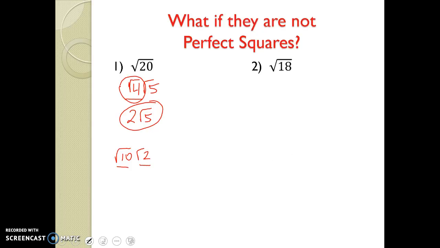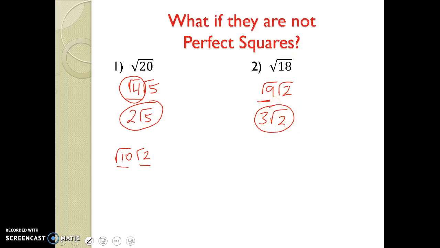Let's try another one. Square root of 18. Again, if this was the square root of 16, we would know that it's 4, but it's not 16, so we want to find a perfect square that goes into 18. So it's 1 and 4 and 9, and 9 goes into 18, so we can say this is 9 times 2, because the square root of 9 times the square root of 2 is the square root of 18. And the square root of 9, we know, is just 3. And so this is 3 times the square root of 2.